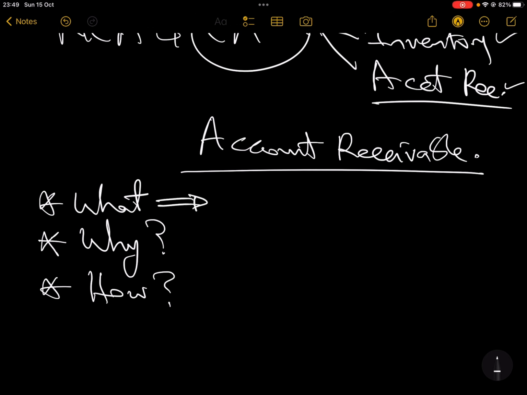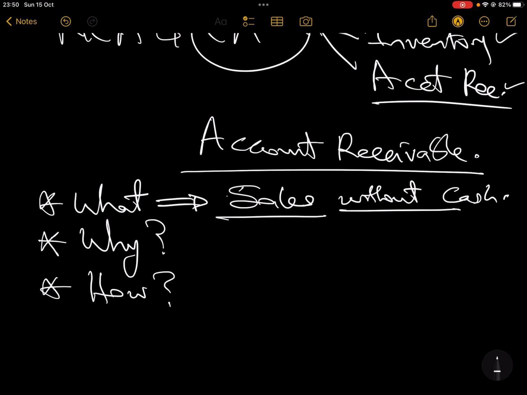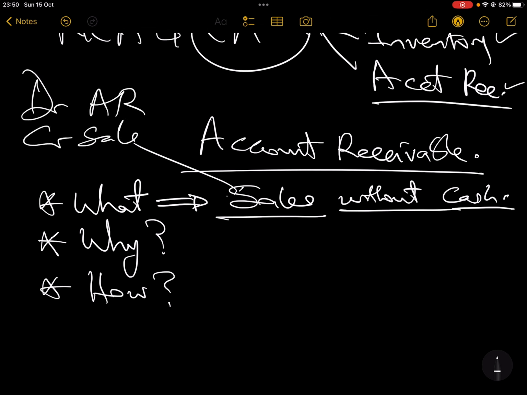What is account receivable? Account receivable is when a company sells on credit. It's as simple. You've sold an item, so you have sales, but you've not collected cash. So you have sales without cash. You've transferred the risk and rewards to the customer who bought goods, but the customer has not paid. So in financial accounting, we'll say you debit account receivable for such a transaction and you credit sales, right? So account receivable comes as a result of sales without collection of cash. That's the definition of account receivable.